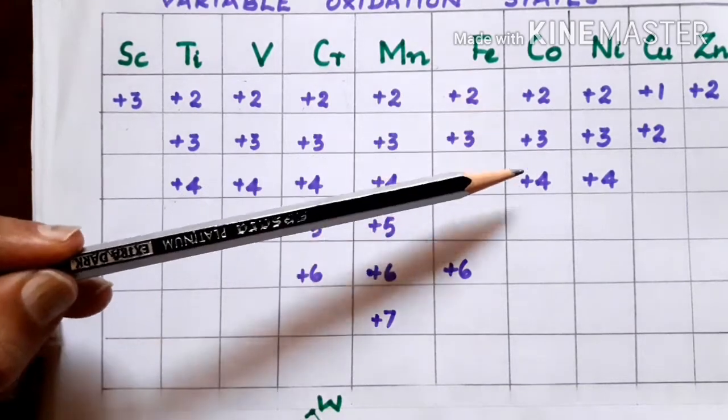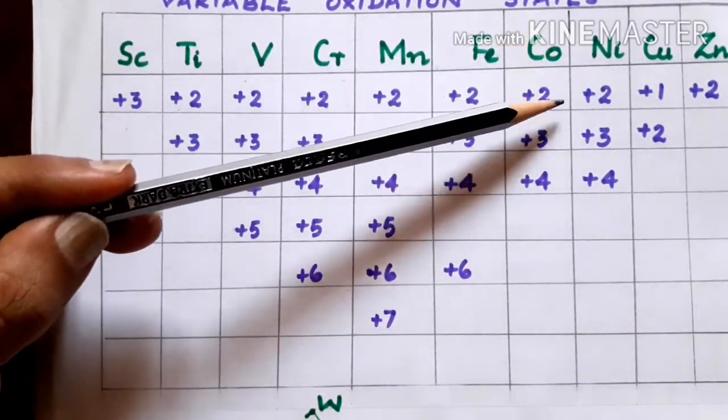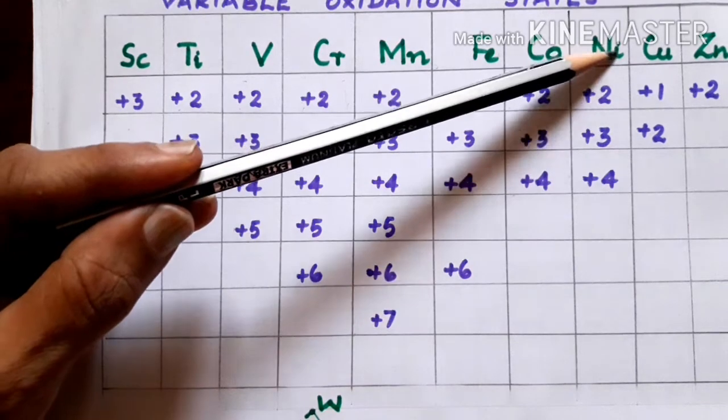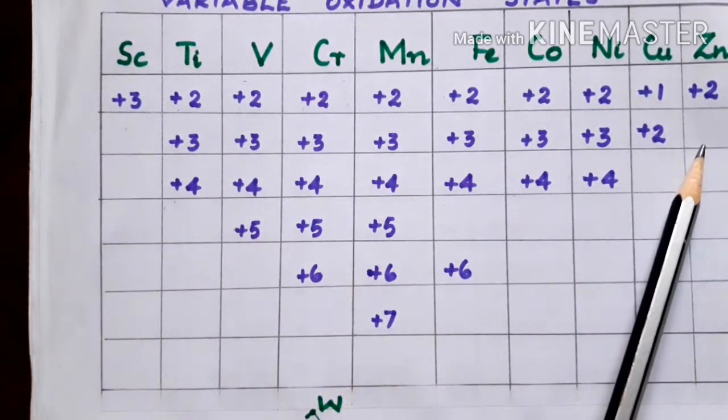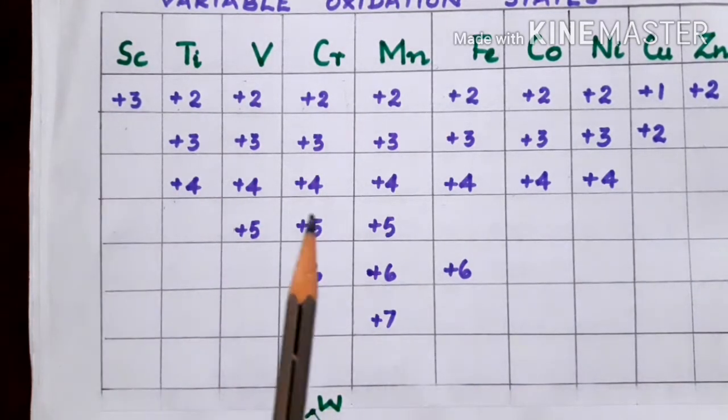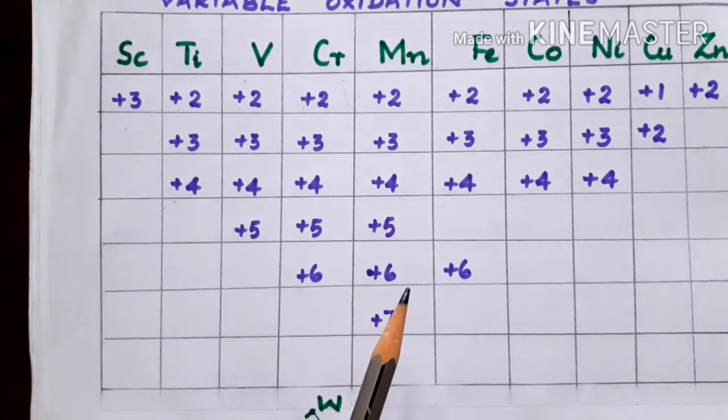Cobalt can show plus 2 to plus 4. Nickel can show plus 2 to plus 4. And copper is showing plus 1 and plus 2. And zinc is showing only the plus 2 oxidation state. All this happens because the d electrons are also involved in bond formation. Since the d orbitals are also involved in bond formation, they are readily available for donation. This is the reason why the D block elements show a variety of oxidation states.